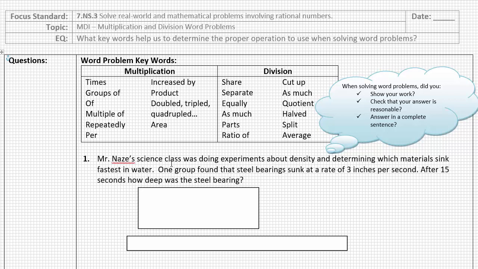Mr. Naze's science class was doing experiments about density and determining which materials sink fastest in water. One group found that steel bearings sunk at a rate of 3 inches per second. After 15 seconds, how deep was the steel bearing? So I want you to possibly pause the video and think on this problem. Are there any keywords from our table that tell you which operation we're going to be using? And can you see some keywords that tell us whether we're dealing with positive integers or negative integers? You might want to highlight or make some notes for yourself and then resume the video when you're ready.